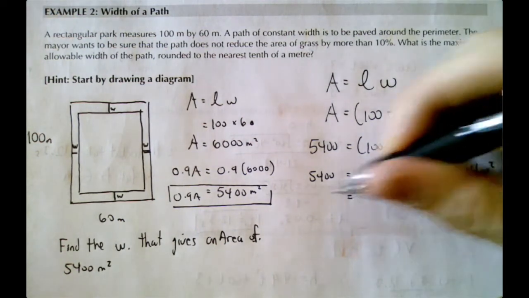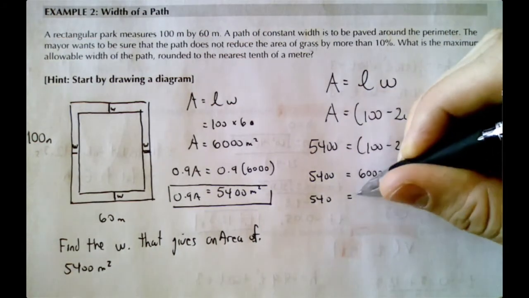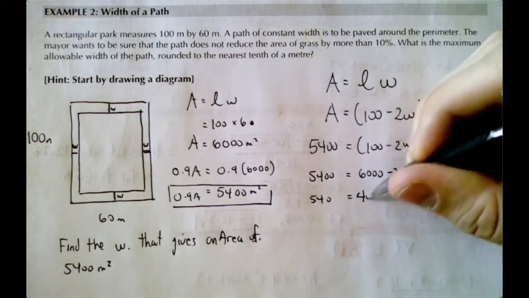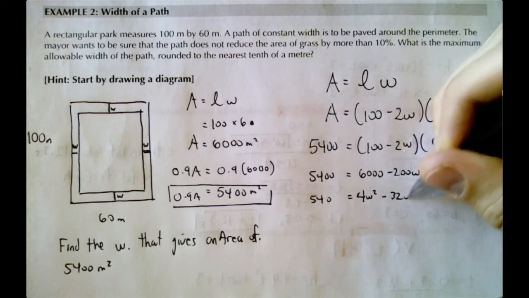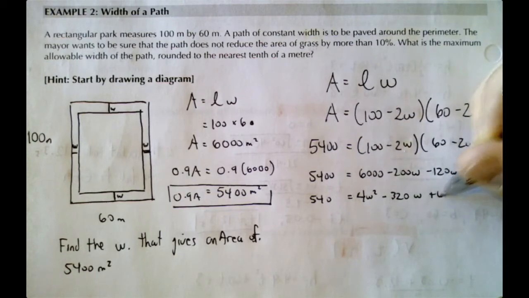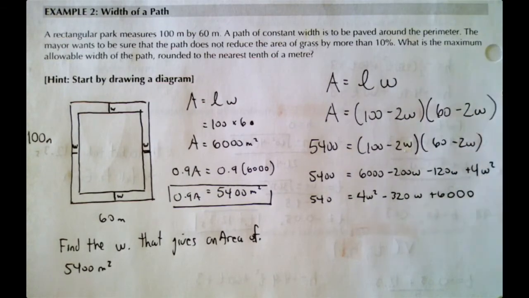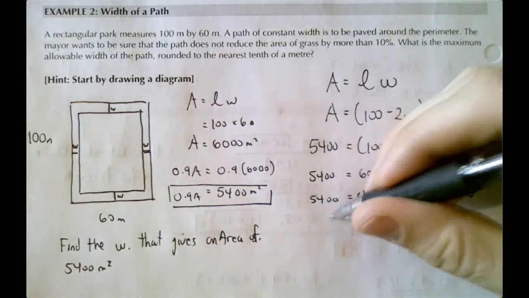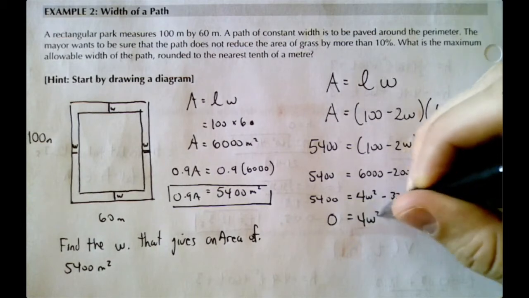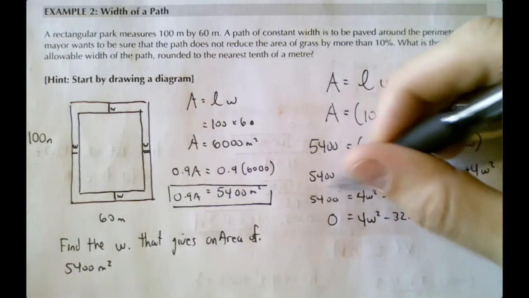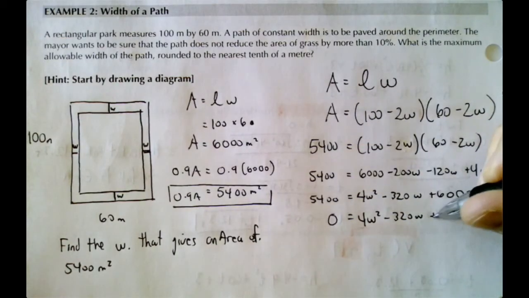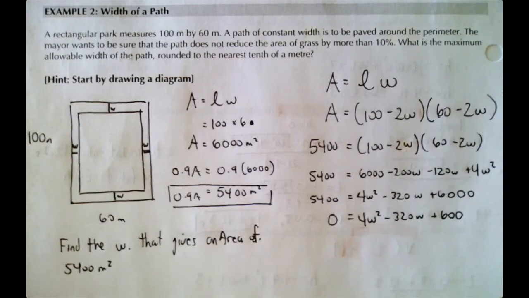Now collect like terms. 4W squared we'll put first. Collect like terms in the middle. We got negative 320W and 6,000 on the end. Now we want that 5,400 over to the other side, so we have 0, because we always want 0 if we're trying to solve. And 6,000 minus 5,400 is 600. And now we have an equation.